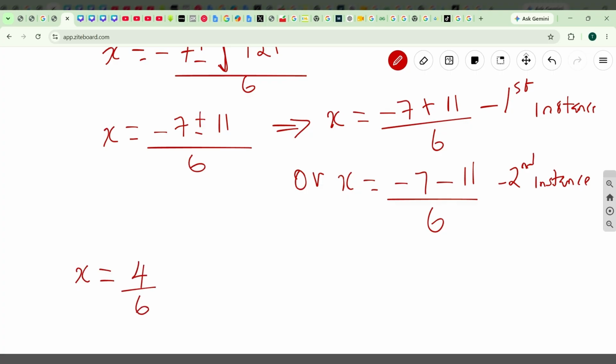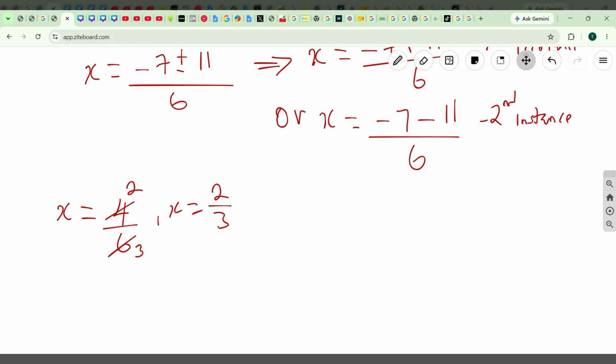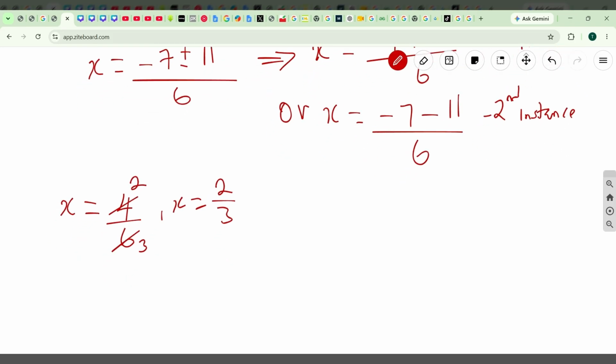4 divided by 6, 2 can go into 4, that's 2 times. 2 can go into 6, that's 3 times. Therefore, x is equal to 2 over 3. That's for the first instance. And then for the second instance, we can say x is equal to negative 7 minus 11.